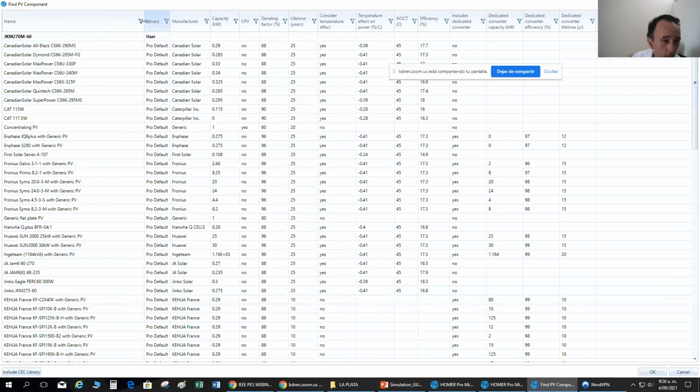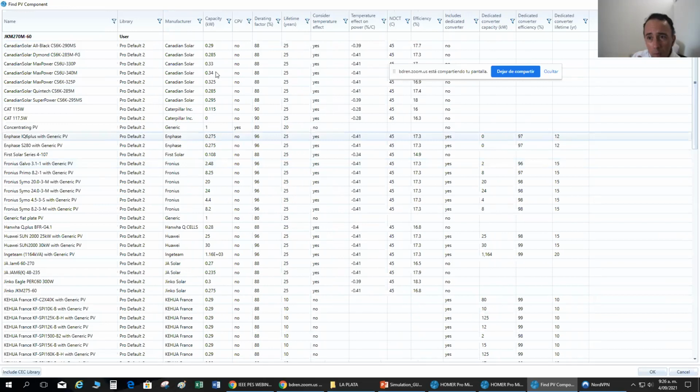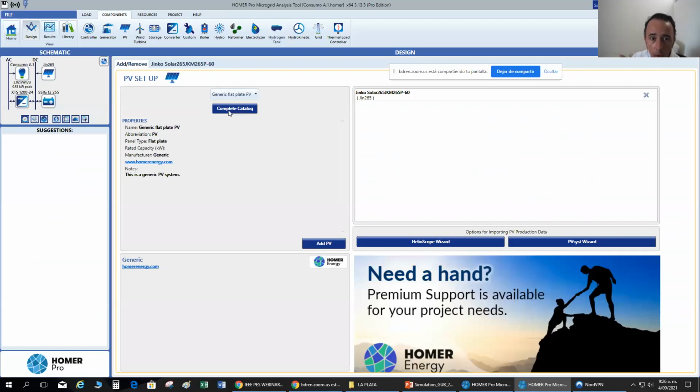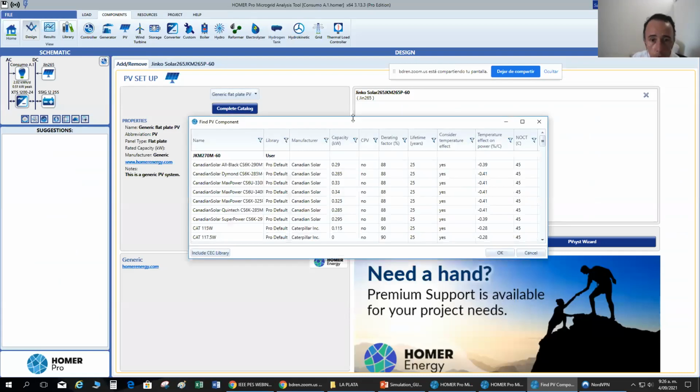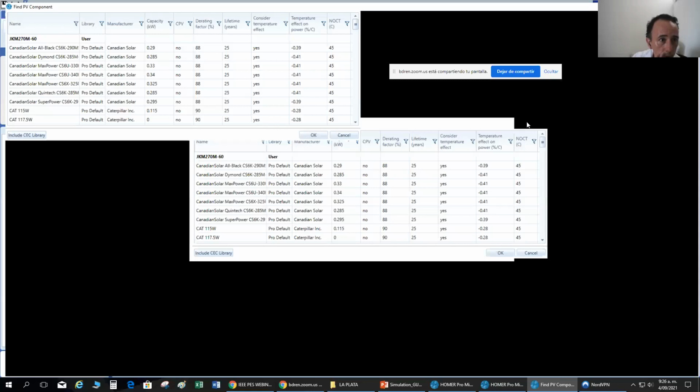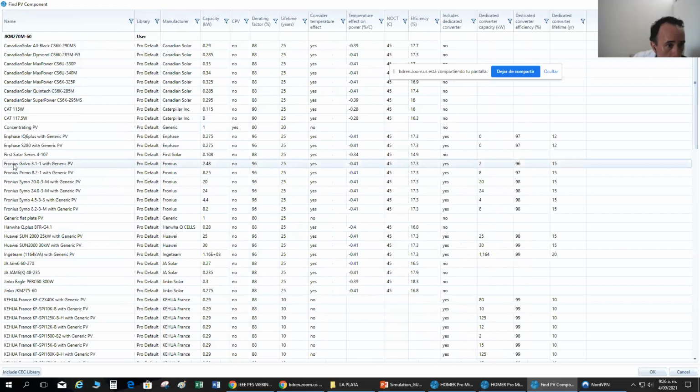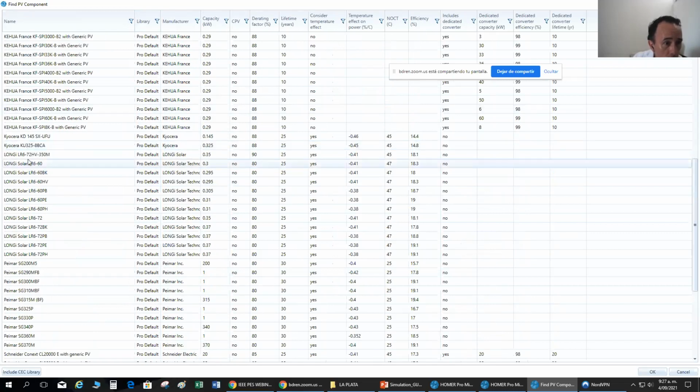We can move and we can work with this table. Pay attention to this because sometimes Homer has this mistake. For me, it's a mistake. I just click on complete catalog of solar modules. I'm going to choose the solar module, and suddenly, look, Fronius Galvo, those are inverters. So there is a mixture of inverters and solar PV systems. Kijo, I don't know what it is. Longi solar PV modules, good.